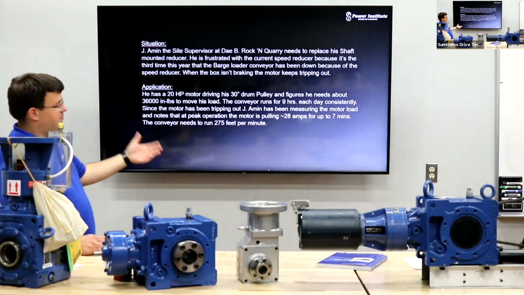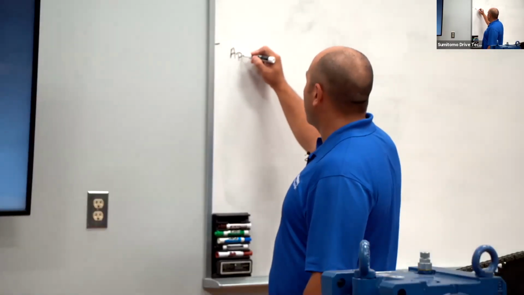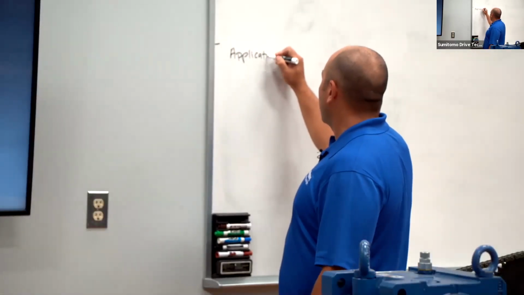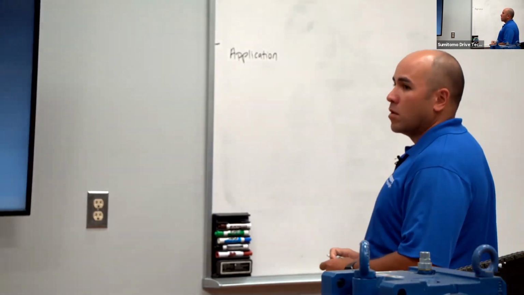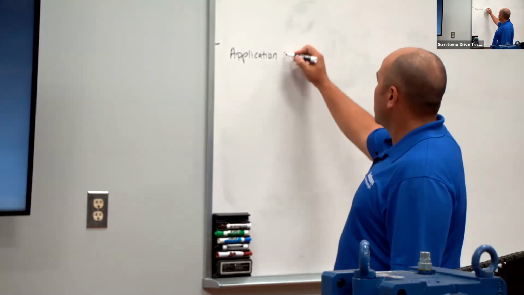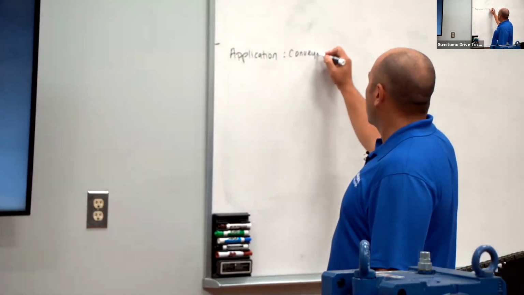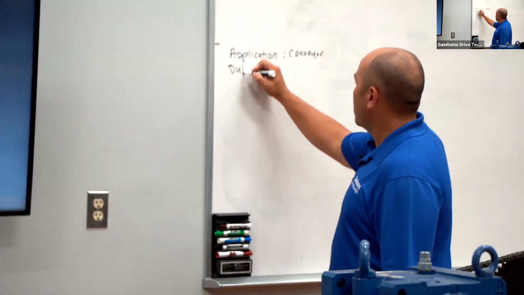So first we need to know what application it is. So we need the application info. What we've determined is he works at a quarry. It's a shaft mounted reducer. So it's a conveyor application. Next would be the duty cycle. So when is it running? How much is it running?